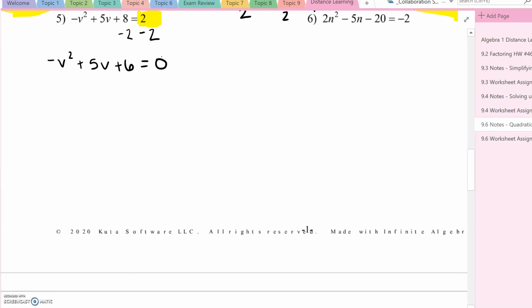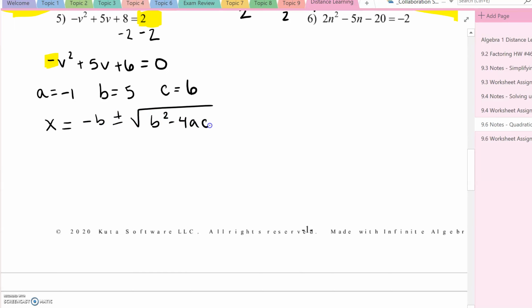Now that the quadratic equation is in standard form, we can say that our a is equal to negative 1 here. Not just 1, we have a negative in front of the v squared. Our b is equal to 5, and our c is equal to 6. So let's remember our quadratic formula. X equals negative b plus or minus the square root of b squared minus 4ac all over 2a. And we'll start plugging things in.